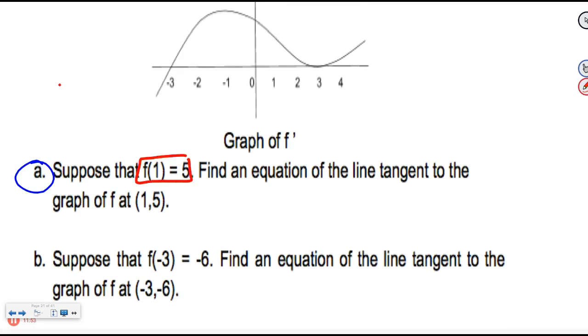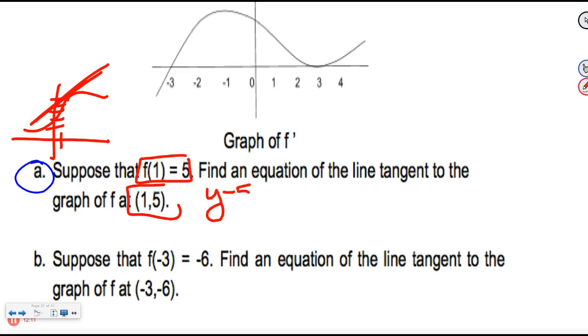That's a point on f. Whatever f looks like at 1, 5, there's a dot. I don't know what f looks like. It says find an equation to the tangent line of the graph there. Maybe it looks like this, and I'm trying to get this tangent line. Well, the equation for a line is y2 minus y1 is equal to the slope times x2 minus x1. I need to get the slope at that point. The slope is the derivative, so I need to figure out f prime at this point.